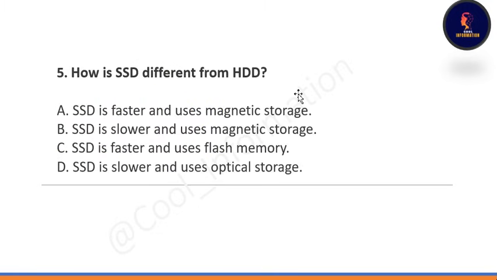Next question. How is SSD different from HDD? Option A, SSD is faster and uses magnetic storage. Option B, SSD is slower and uses magnetic storage. Option C is SSD is faster and uses flash memory. And the last option is SSD is slower and uses optical storage. Correct option is option C, which is SSD is faster and uses flash memory.